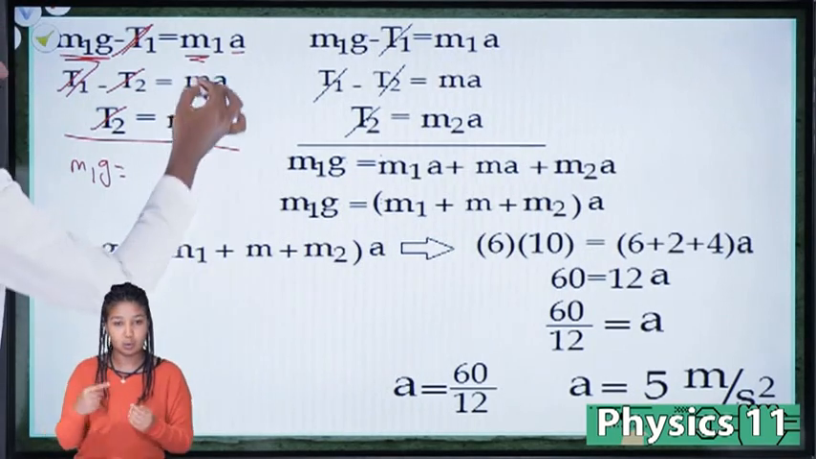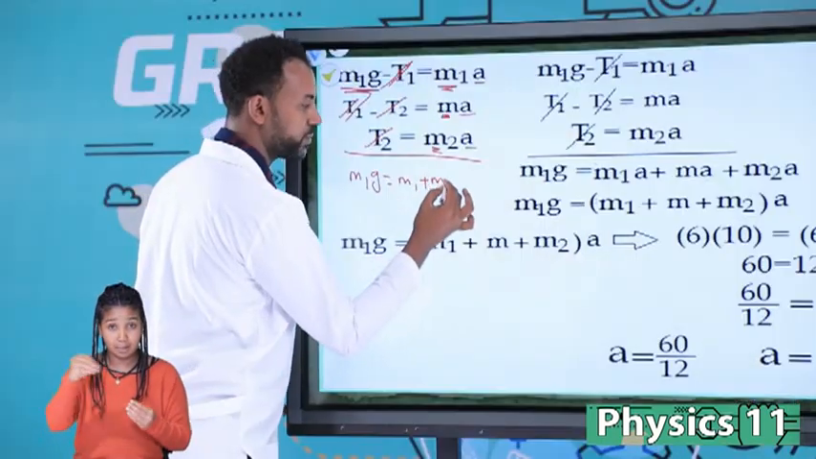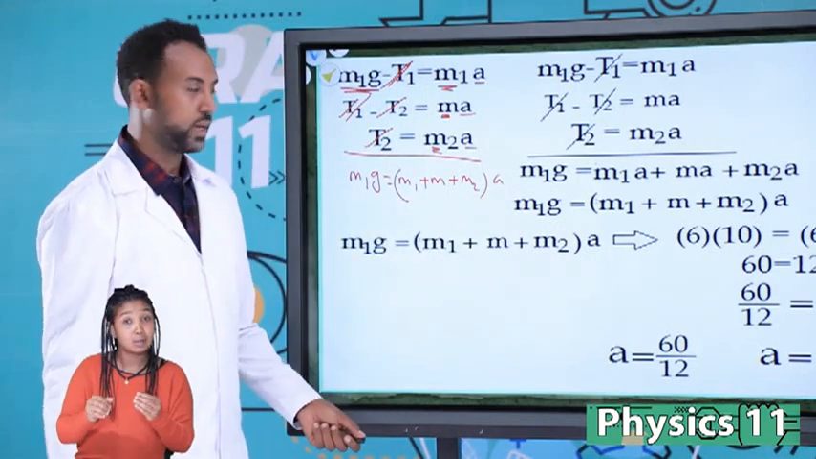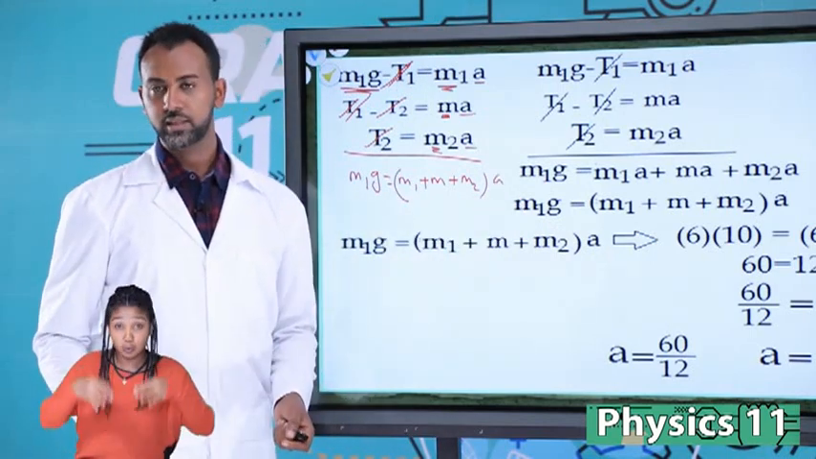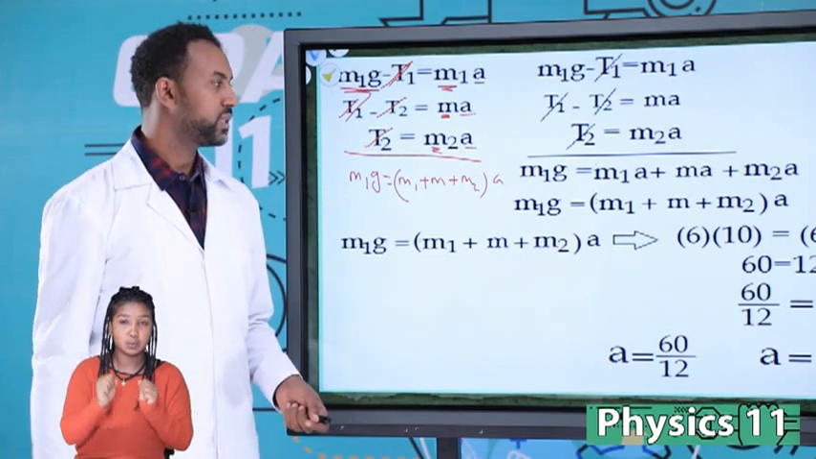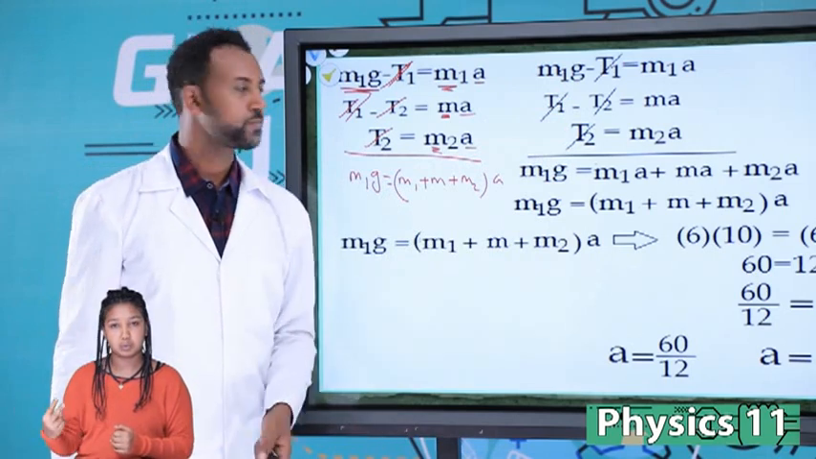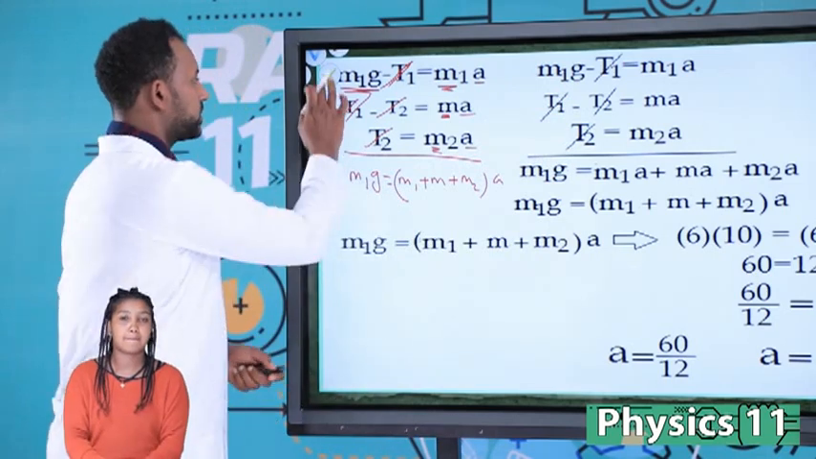Therefore, we can add all these together: m1 plus the mass of the pulley plus m2, the whole times acceleration a. This is how we determine the net acceleration. It's also possible to determine the tension. It's possible to find tension 1, tension 2, and so on.